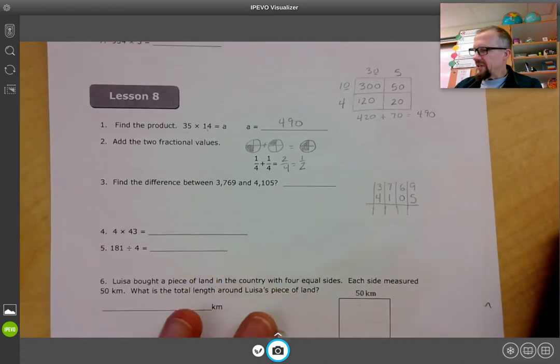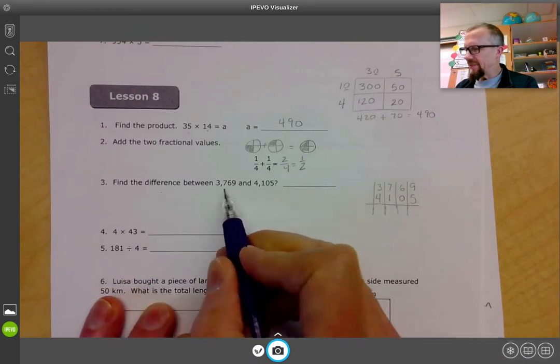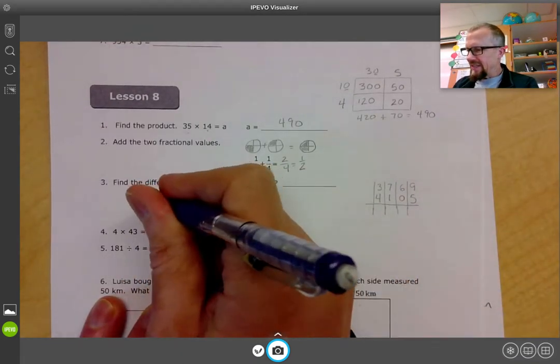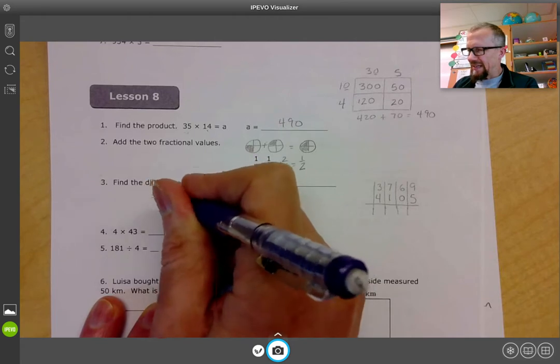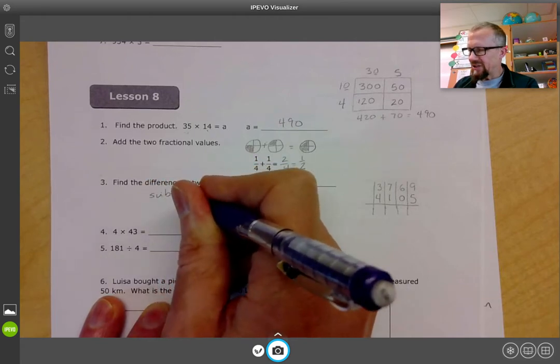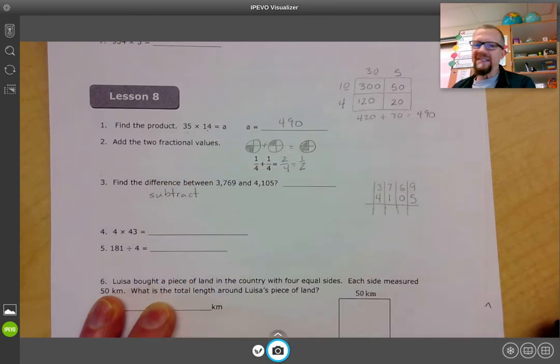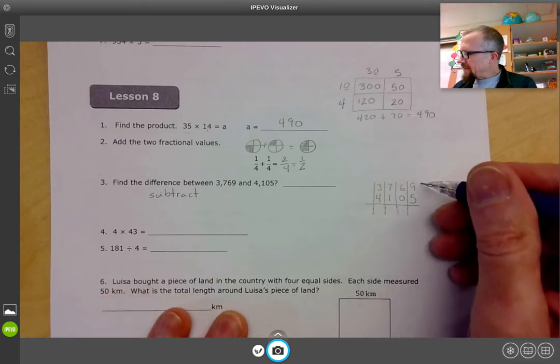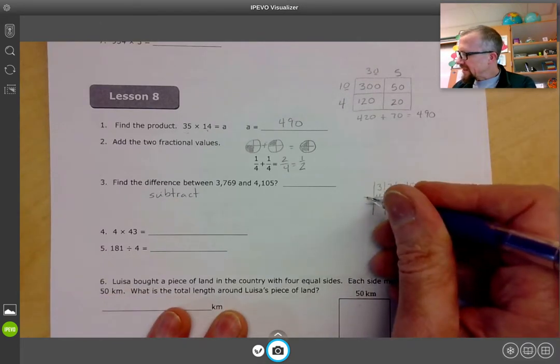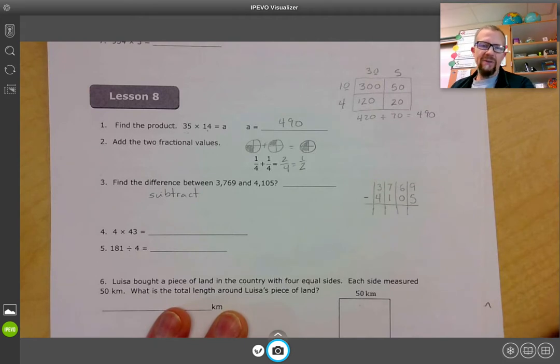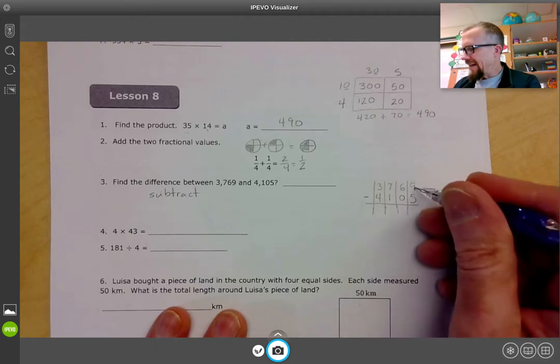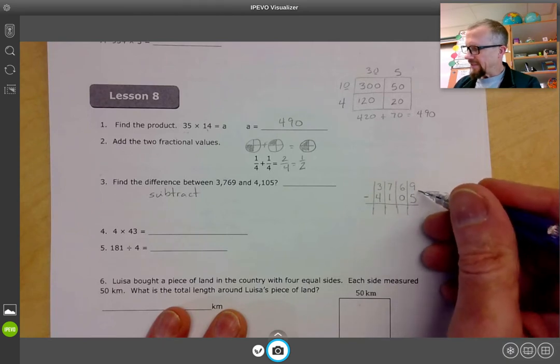Moving on to number 3, when you see the word difference, find the difference between 2 numbers. Difference means that you are going to subtract. So your answer to a subtraction problem is the difference. So I made my columns here to line these all up so that I keep everything straight. Remember, you can just turn your notebook paper sideways to get these columns. And now I'm just going to subtract by place value.